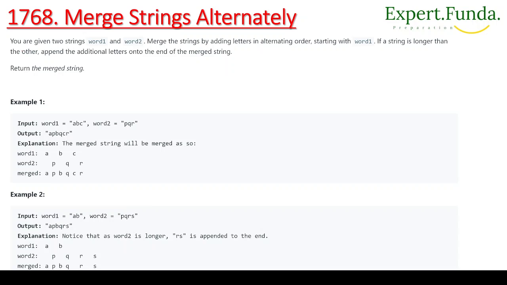Today's LeetCode question is 1768, right? So let's understand today's question. First of all, we have to merge the strings alternately, right? How we'll do that, we will see. Okay, so let's understand this question.